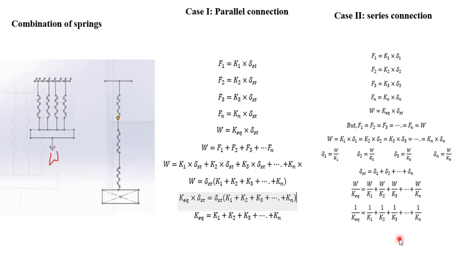Now when springs are connected in series, to know the equivalent spring constant, let me apply a load on the box, and the change in length due to the applied load is actually different. So each spring has its own change in length. But spring force 1, spring force 2, spring force 3, and spring force N are equivalent to the load that is applied on the box.